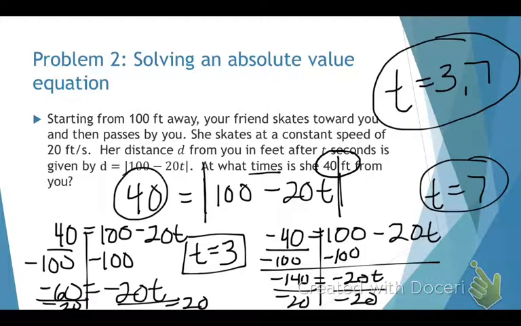Now, to think about what that really means for this real life situation. My friend is skating towards me, is at the same place as me for a split second, and continues skating past me. So therefore, she is 40 feet away from me at two different times, which is why we end up having the two answers for this problem.